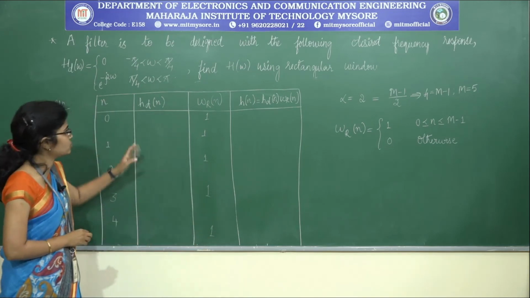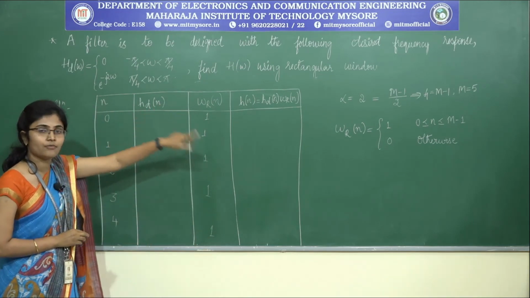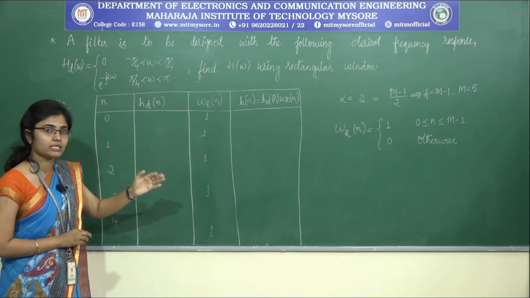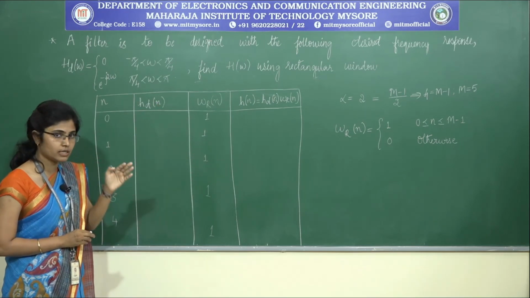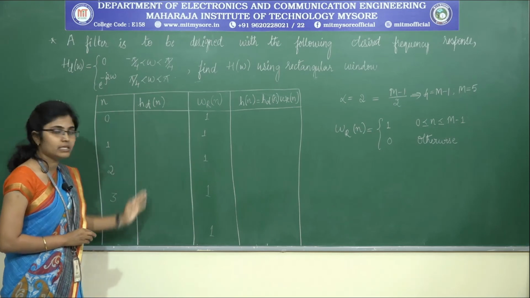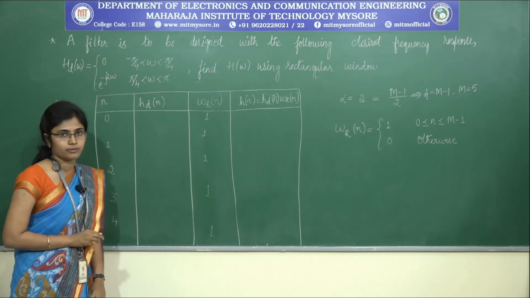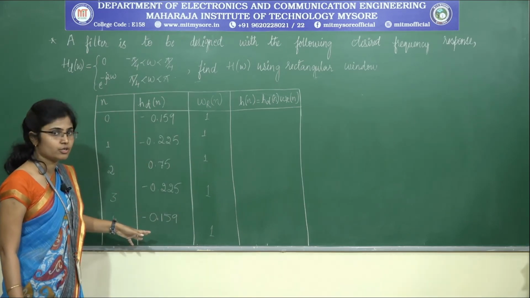Now, what I should do? I should find out HD of n from the expressions which we obtained, that is, we need to substitute the values of n in that expression and we need to tabulate HD of n. I have tabulated the values of HD of n.